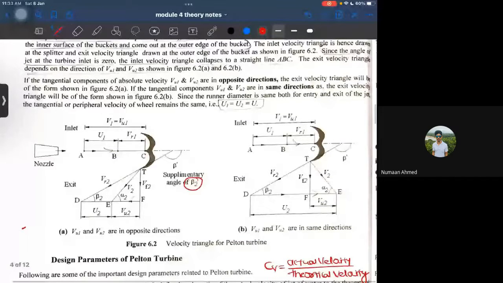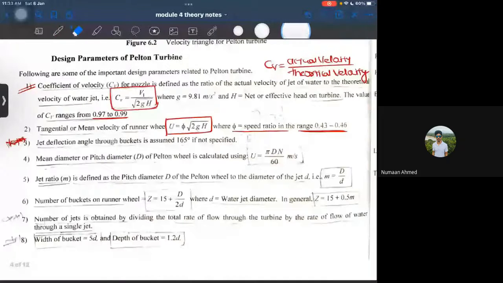Suppose in the problem the jet deflection angle is not specified, then you are supposed to take 165 as the standard jet deflection angle. This becomes an important point to be remembered. Understood? So if the jet deflection angle is not specified in the problem, then you are supposed to take 165 as the jet deflection angle, which is beta dash.